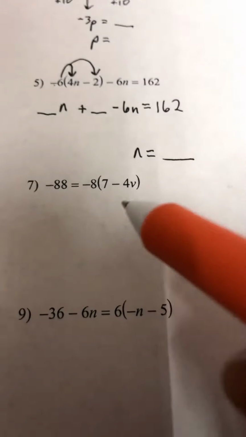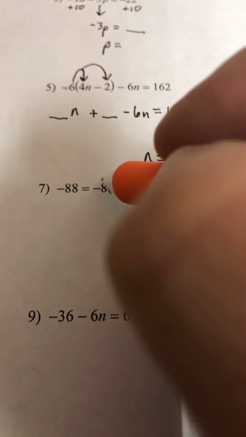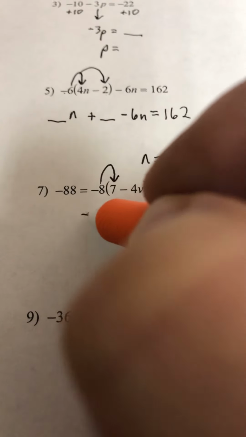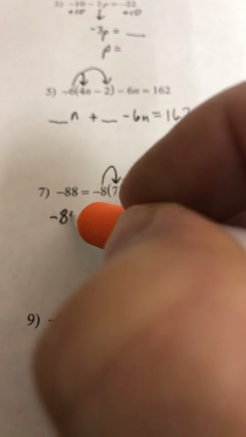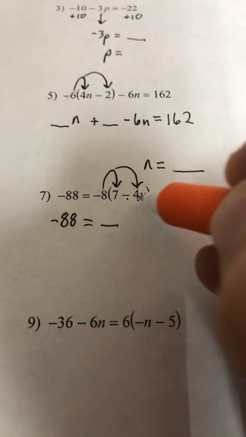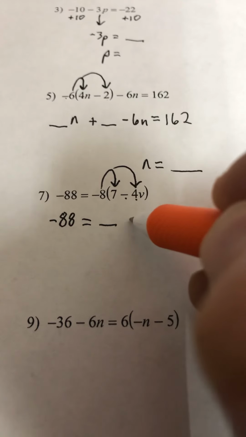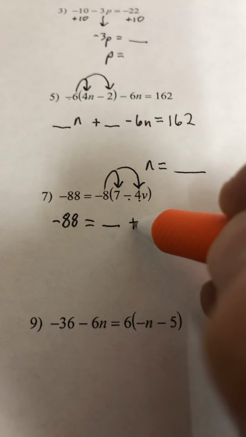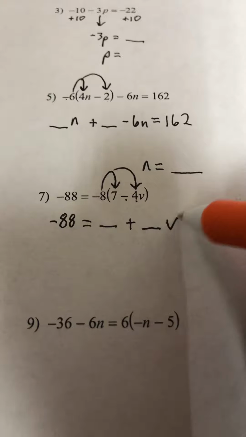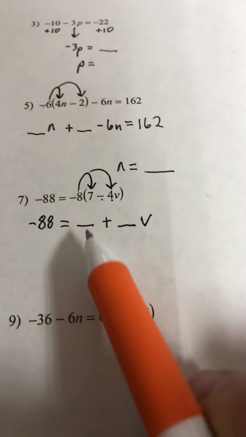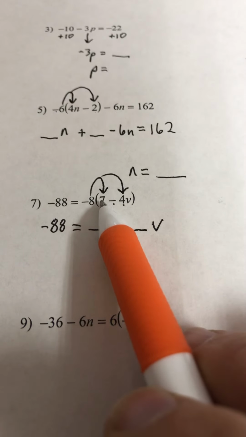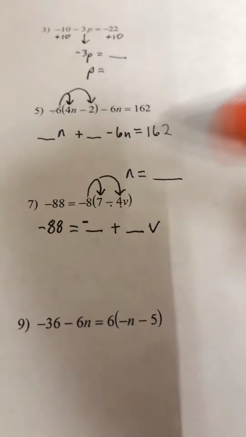Number 7, I'm going to use the distributive property, -8 times 7. And so that's going to be an answer. I'm going to bring down my negative 88. And then negative 8 times a negative 4v. So a negative times a negative is going to make it positive, and you're going to have whatever 8 times 4 is and a v with it. This negative times a positive, this number is going to be negative.